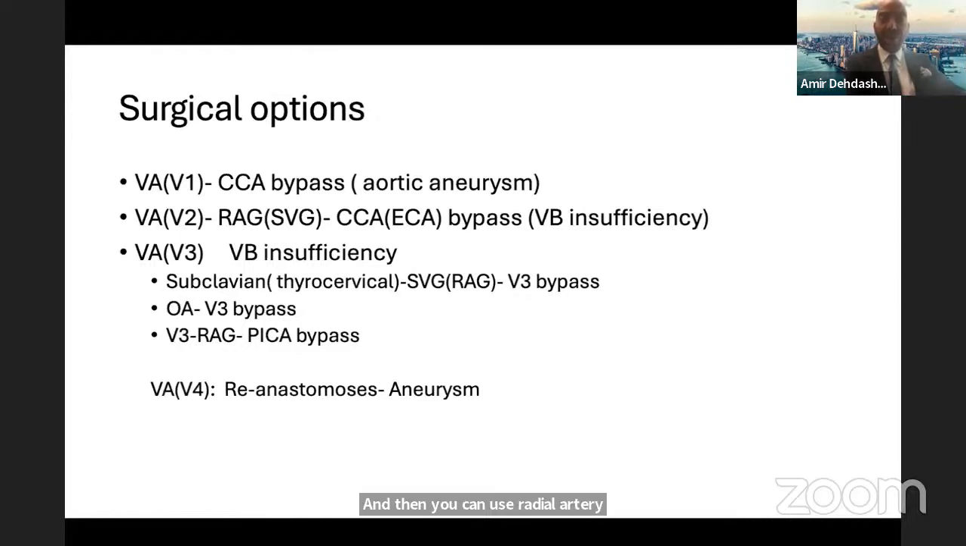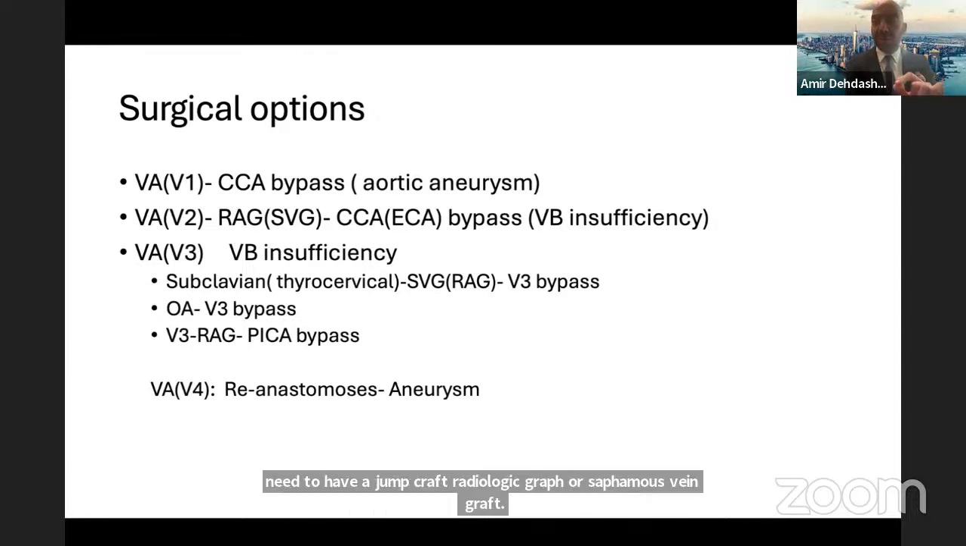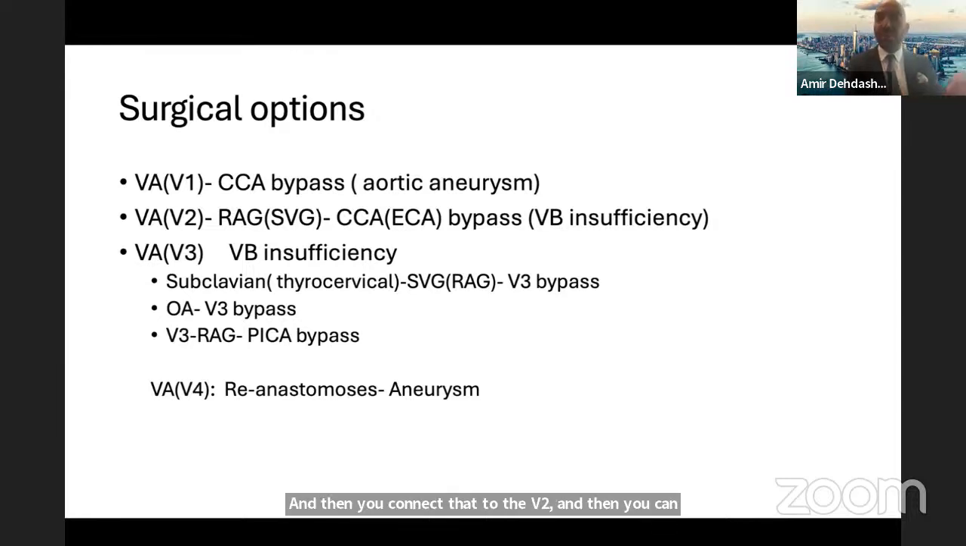So at V1, the vertebral artery has redundancy. You can actually bring it up and put it on the carotid. I'm going to show you an example. At V2, you can't do that, because yes, it's redundant, but it's not that redundant. So you need to have a jump graft, a radial artery graft or saphenous vein graft, and then you connect that to the V2, and then you can connect that to the common carotid or to the external carotid, depending on what type of bypass you want to do and to what vessel.